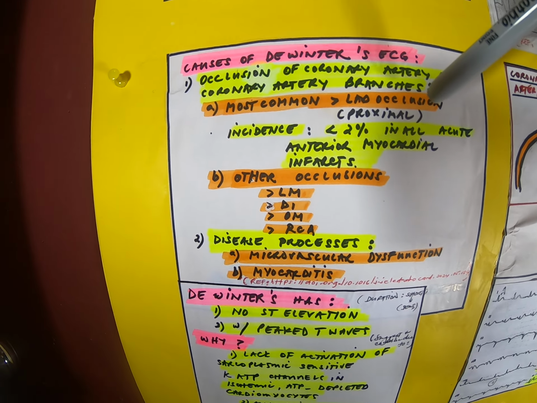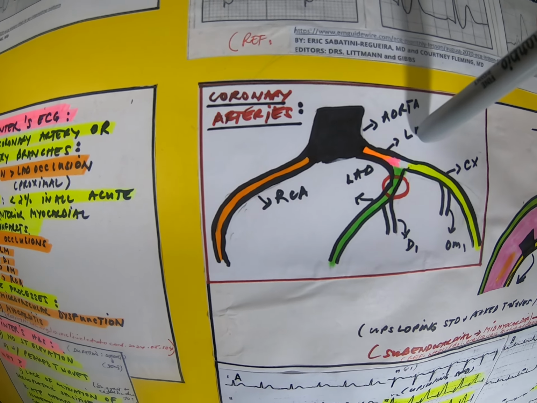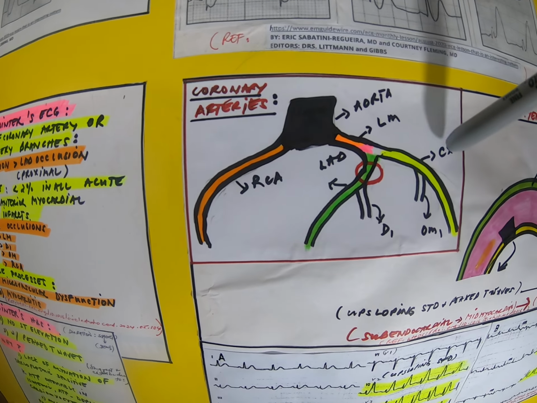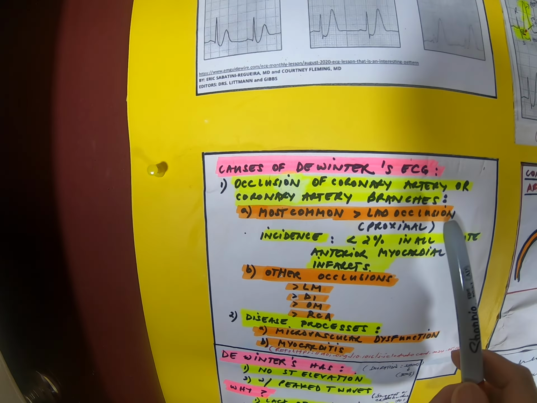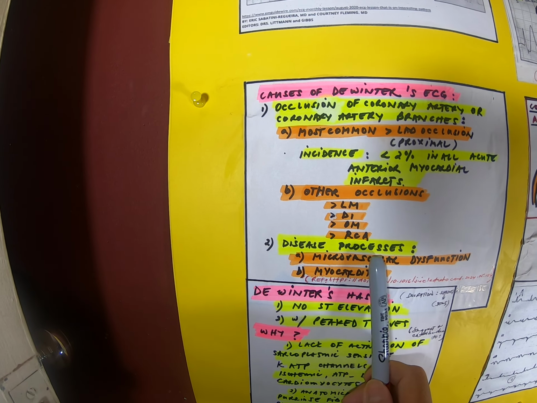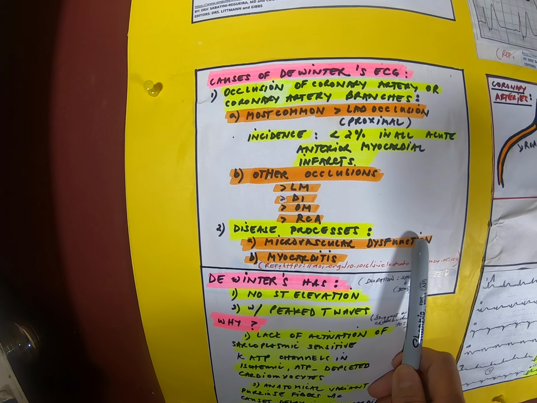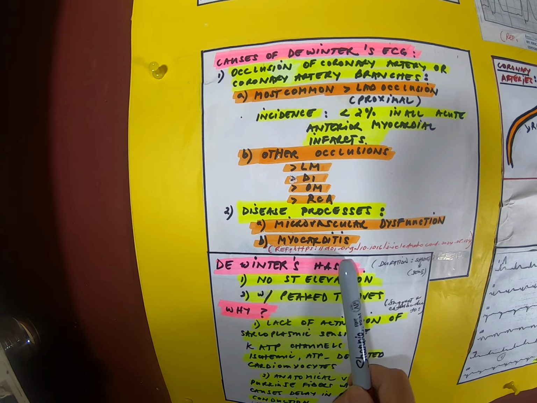For example, if we have a blockage in the left main, RCA, or the circ, they too can cause it, but the most common of them all is the LAD occlusion in the proximal area. Okay, but there are other problems that can also cause de Winter's. So we have disease processes like microvascular dysfunction, and we also have myocarditis. So this is my reference. All of this has references.